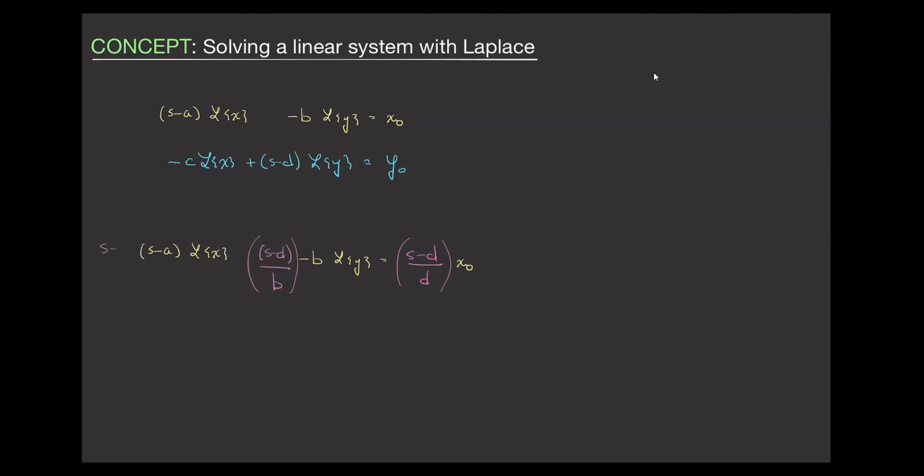Then we're going to take s minus d divided by b. The reason for doing that is now we can write s minus d, s minus a over b. And I think you'll see maybe why we want to switch to something more specific shortly. And then we'll get negative s minus d Laplace of y equal to s minus, this should be over b, s minus d over b x naught.